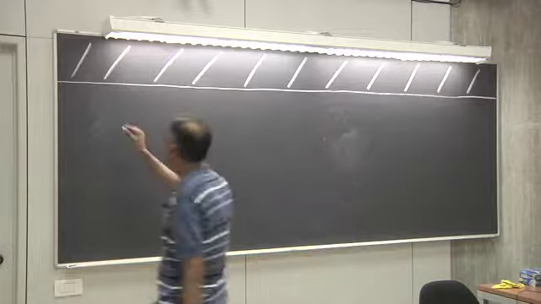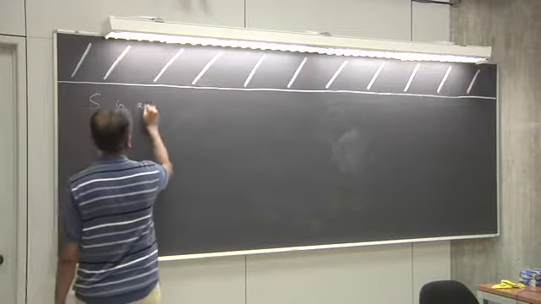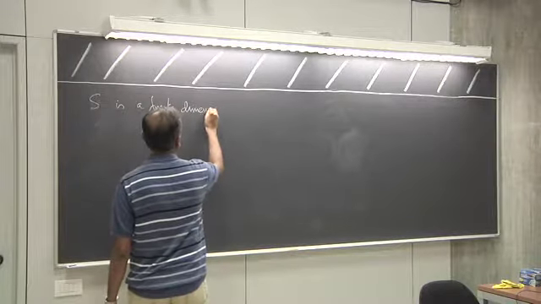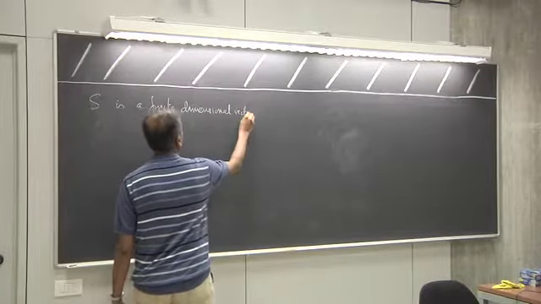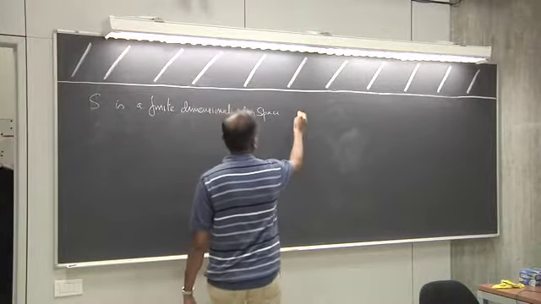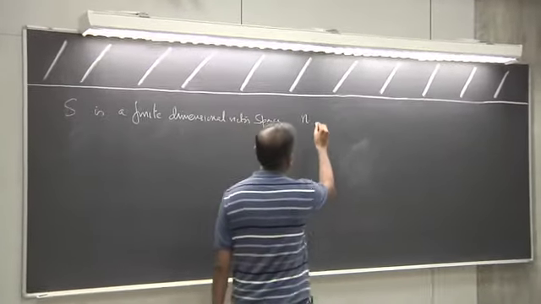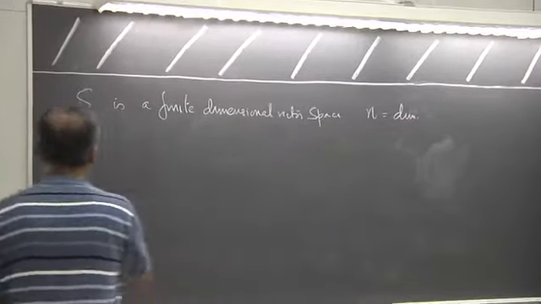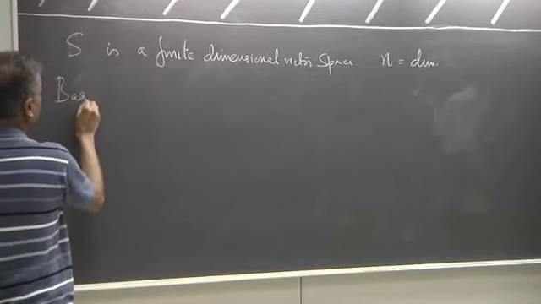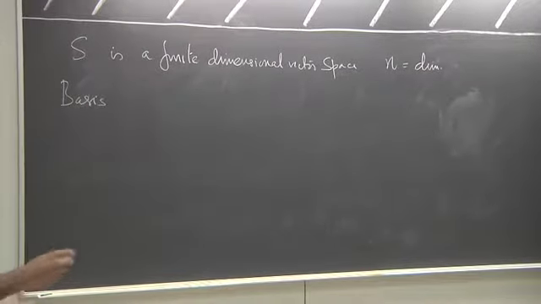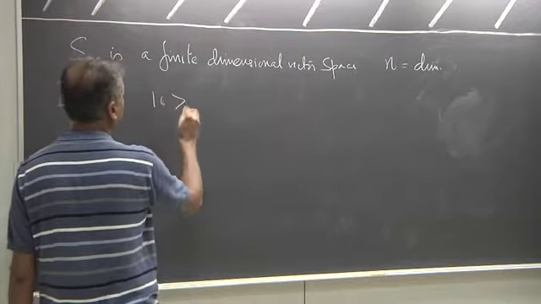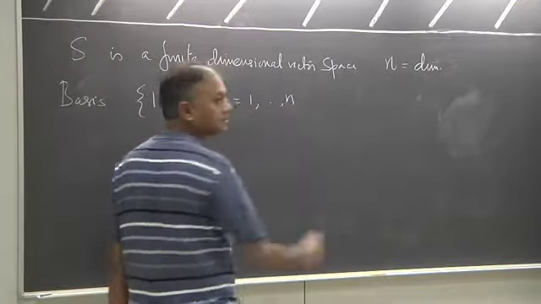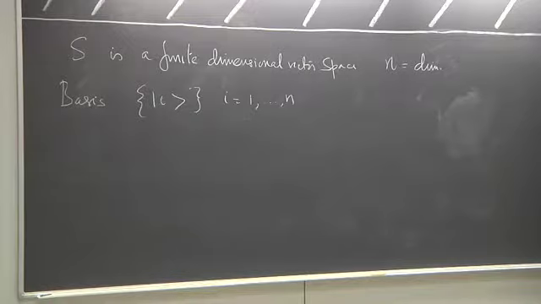Okay, so S is a finite dimensional vector space, and let's say I call the dimension n. Then that means you can choose a basis, which will consist of n linearly independent vectors. I will call them e_i, where i goes from 1 up to n. So these are linearly independent, so it's a basis, n of them.